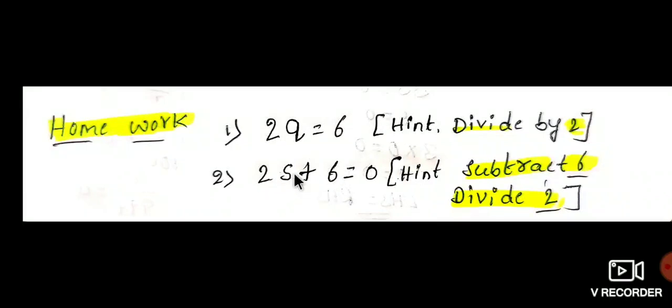Next. 2s plus 6 is equal to 0. Hint: first, the number which is separate from the variable, which is 6. So to remove this one, plus 6 will be there. We should subtract 6 on both sides. Then this goes away. Next, 2s will remain. To remove that one, there is multiplication, 2 into s. So we should divide by 2 on both sides. Then you get the value of s. Stop there. Verification is not necessary. Okay.